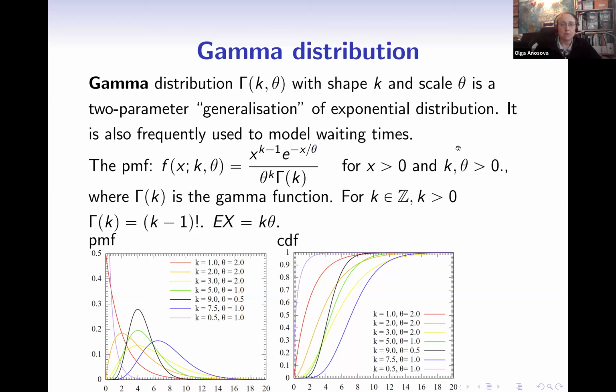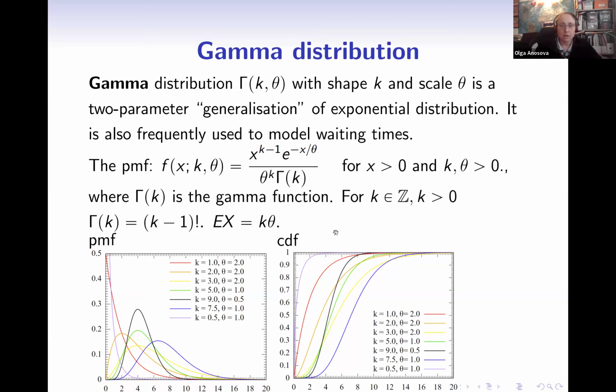And again, similar to the exponential distribution, the expectation is represented in quite a simple way. It's connected to this theta parameter. Okay, so that's, roughly speaking, a generalization of the exponential distribution.